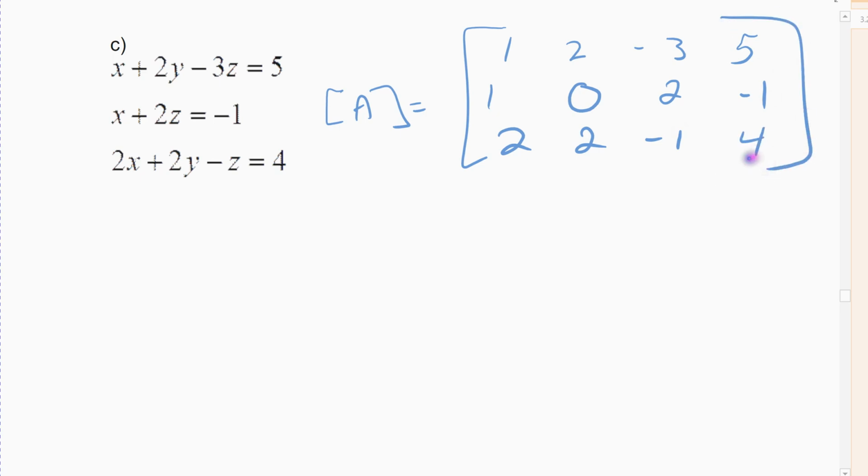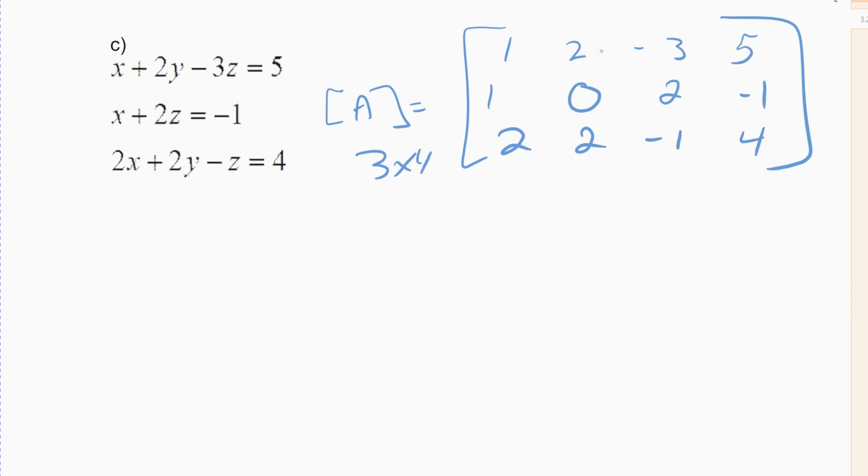Just retype it in to be on the safe side. All right, but there's my 3 by 4. Make sure I double check that I wrote that out right. 1, 2, negative 3, 5. No, I didn't give you enough room to do this one. So, again, you might want another sheet of paper out to write this all out on.